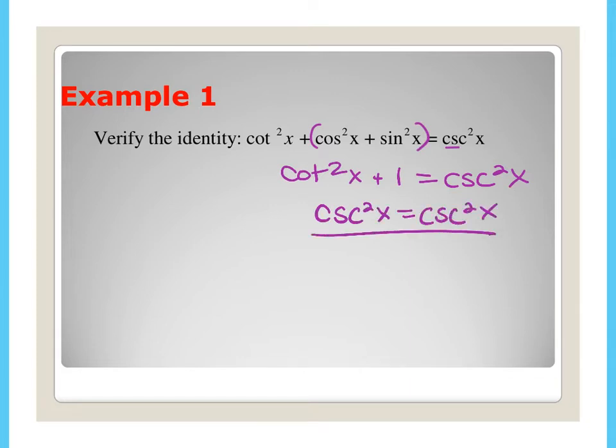Your last step is always what the left side equals the right side, okay? Don't stop here. You need to get into the last step. Don't skip steps because your work is your credit here.